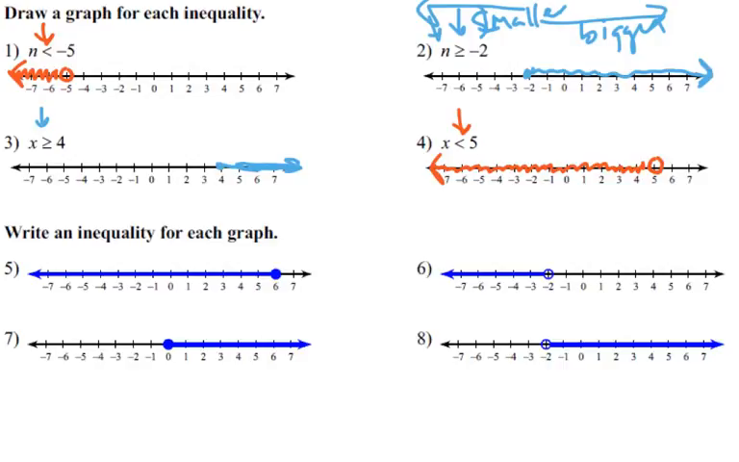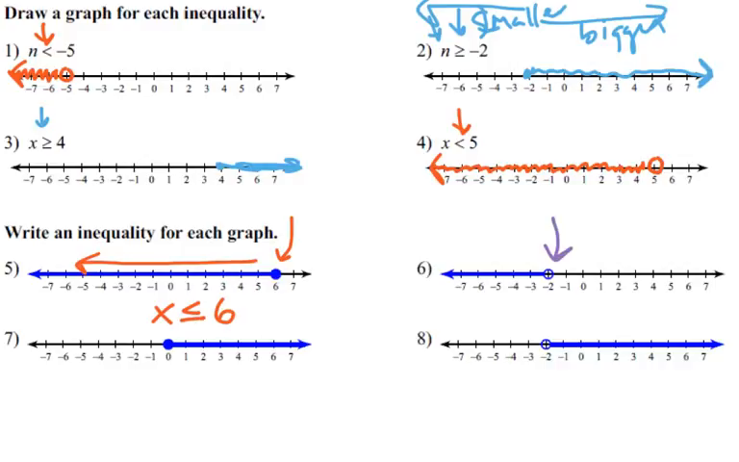Okay, so that tells you what to do. The direction tells you if it's bigger, greater than, or less than. The number and the circle, whether it's closed or open, tells you if it has the equal to. So 5. We've got a closed circle at 6. We've got a variable. We're shading to the left. That means the variable is smaller. It's a closed circle, so it's equal to.